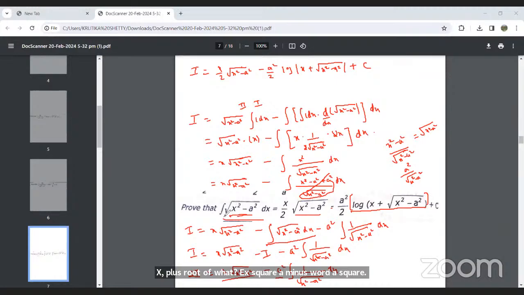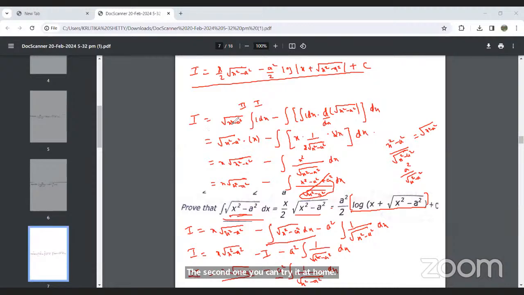So we require the integration of root of x square minus a square dx, which is equal to x upon 2 root of x square minus a square, minus a square upon 2 log of x plus root of x square minus a square, plus c. So this is the required proof. Once again we will discuss the steps. If the first derivation is clear, the second one you can try at home, and I will discuss the third one.